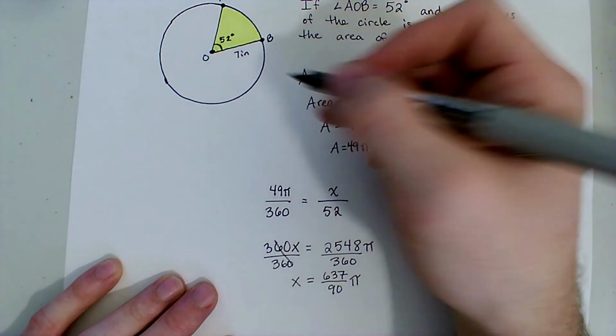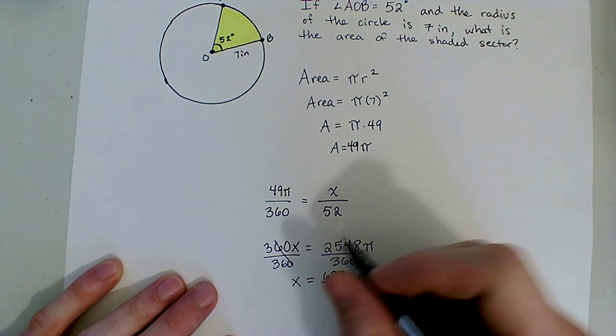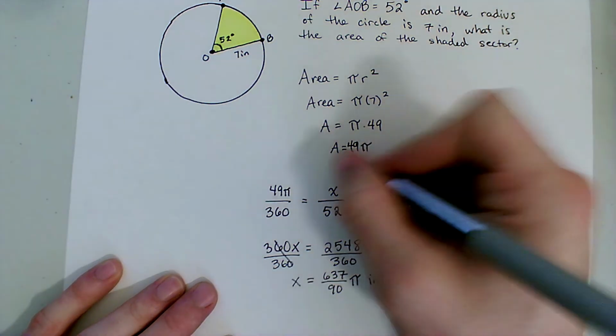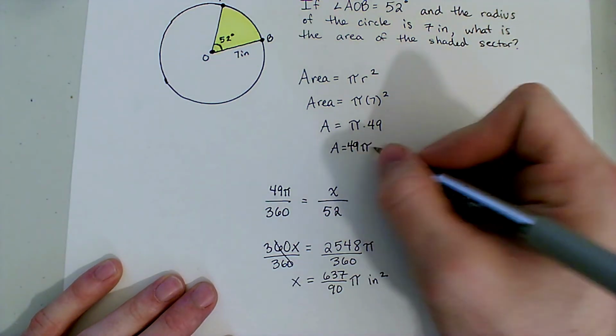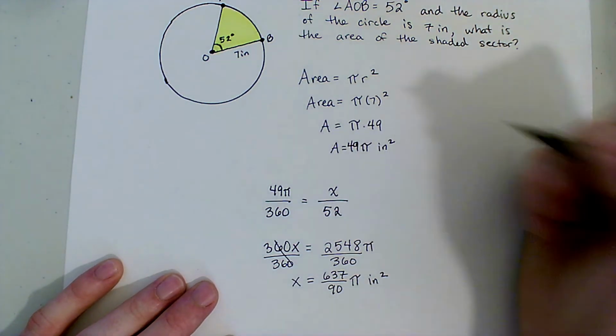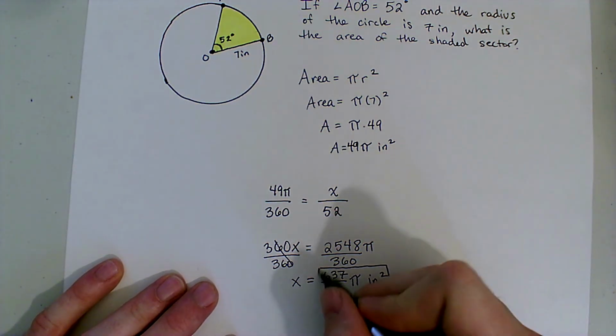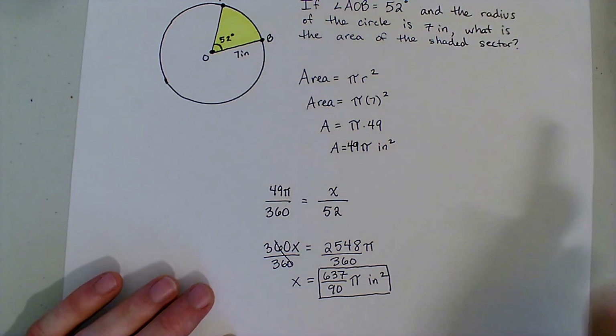And we got to make sure we put our units in here. This is in inches, so the area is going to be in inches squared. I should have written this up here on this area. This is also 49 pi inches squared. Okay, so there's how you find the area of a sector.